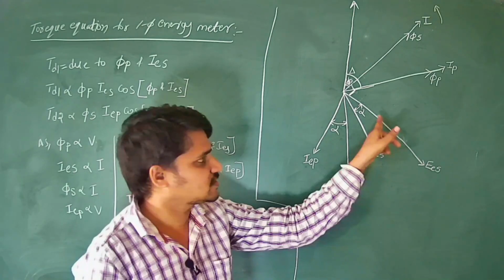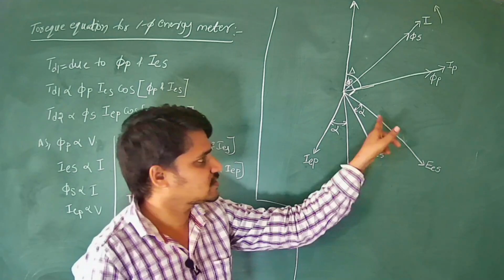Now what we have to find? We have to find the angle between phi p and the I_ES. So this is phi p, and this is the I_ES. Now this angle we want.